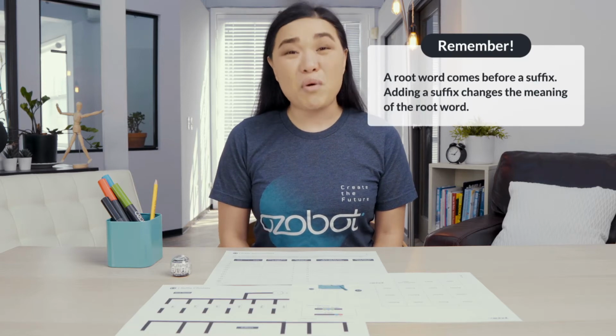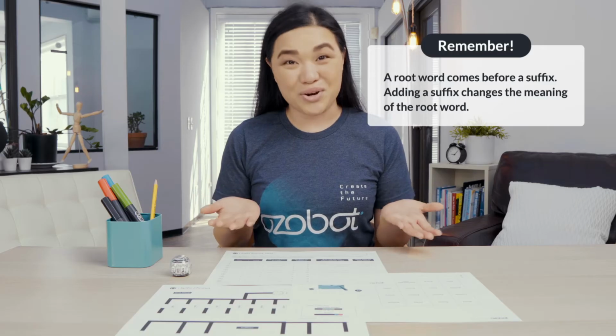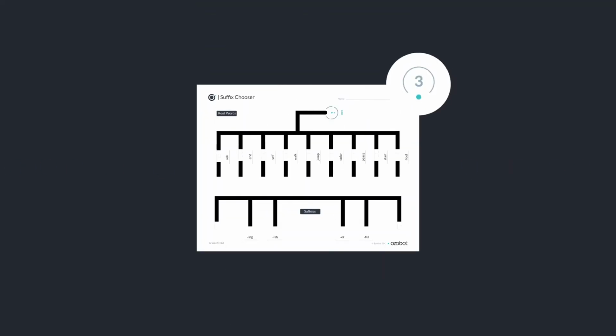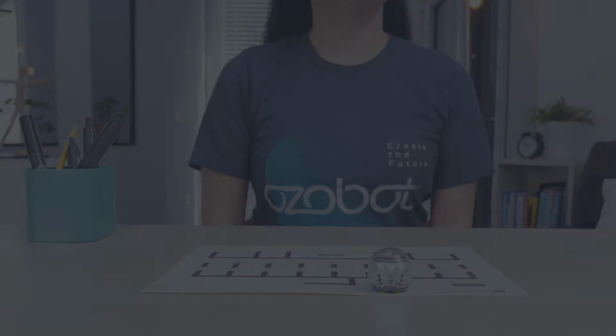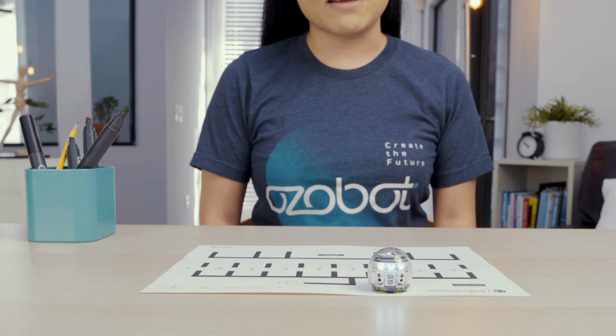Just a reminder, a root word comes before a suffix. A suffix changes the meaning of the word. To begin, you will be using your Ozobot to choose a root word and a suffix.